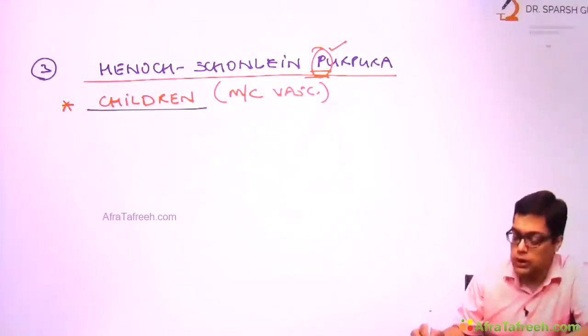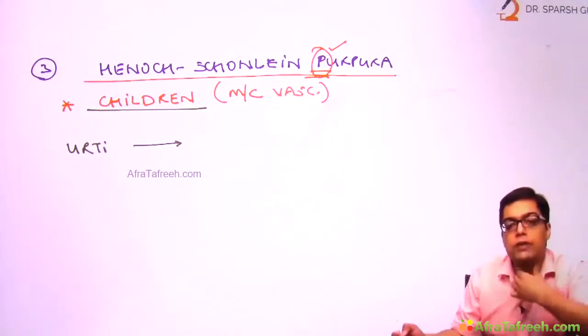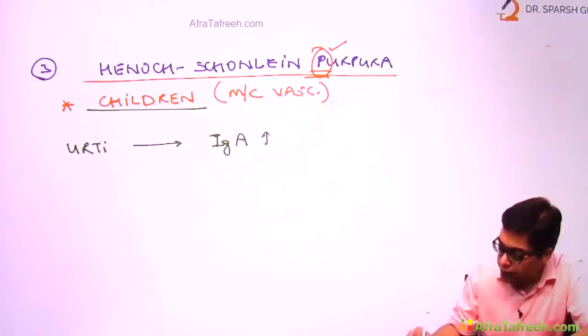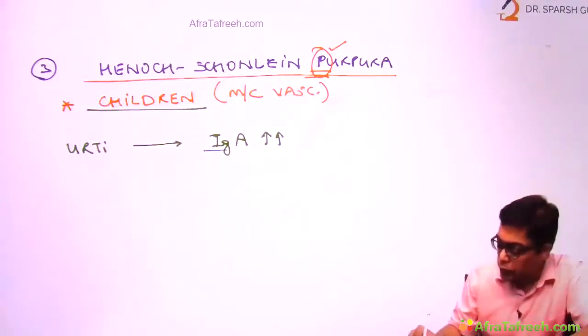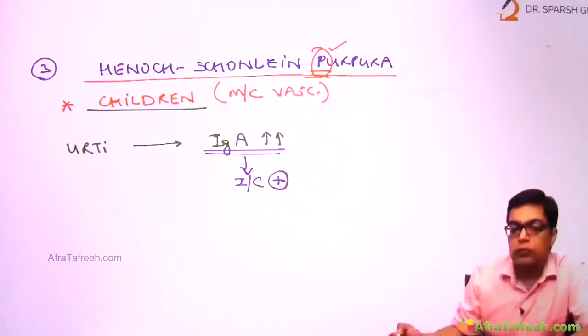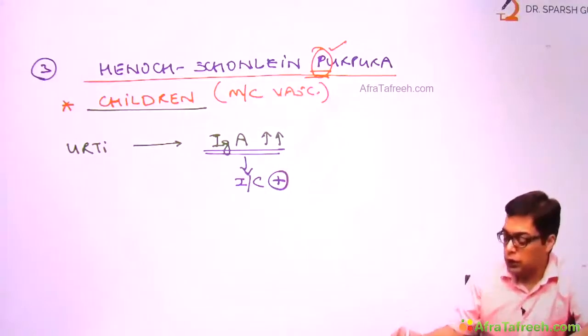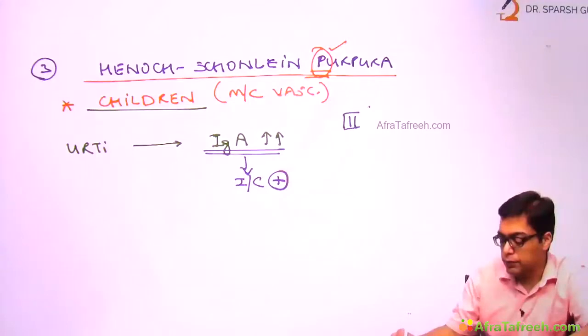Let us talk about the pathogenesis of this condition. The child is initially going to be having a history of upper respiratory tract infection. Because you are having the involvement of the respiratory mucosa, this is going to be characterized by an overproduction of IgA antibody, and this IgA antibody is now going to be responsible for the formation of immune complexes. Because of the formation of immune complexes in this condition, this is going to be an example of what kind of hypersensitivity reaction? Type 3.